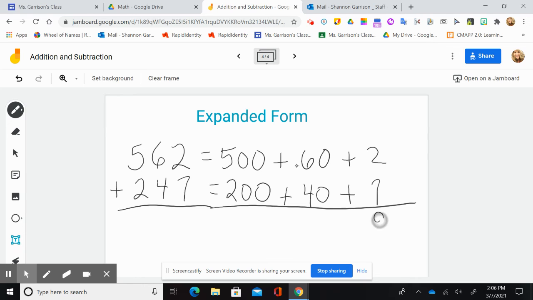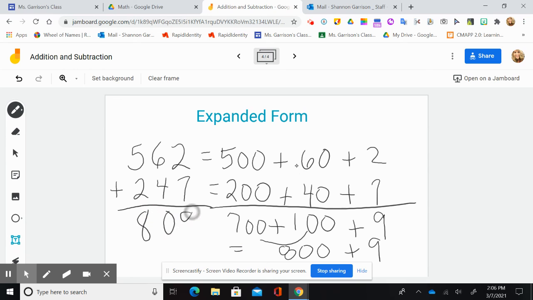So 7 plus 2 is 9. 60 plus 40. Now for this part, it's a little bit trickier, but what I would suggest to the kids is just go ahead and write 100 there. And then we can write 500 plus 200 is 700. You're going to want to go ahead and combine the hundreds together to make it a little easier. And then you're almost done. You're going to do 800 plus 9, which is 809. So that's an example of expanded form.